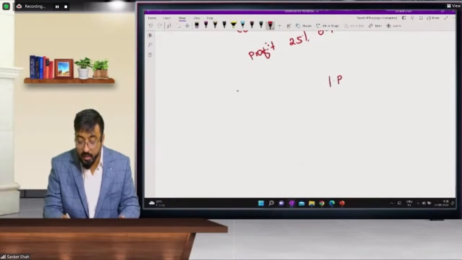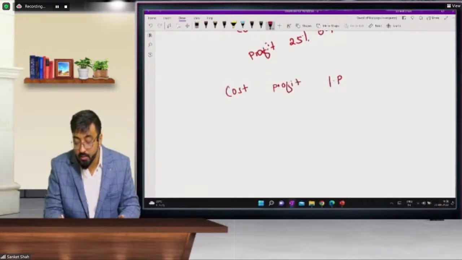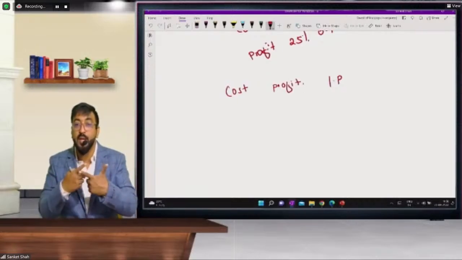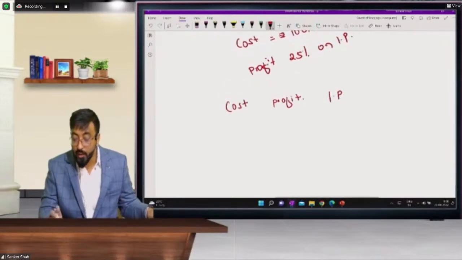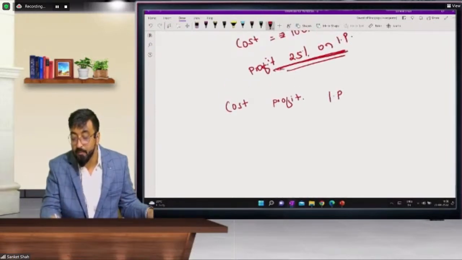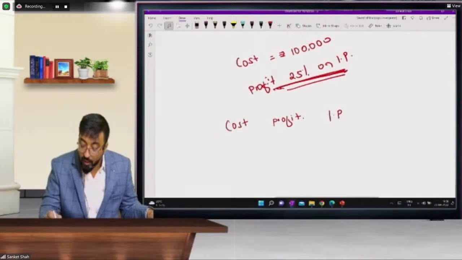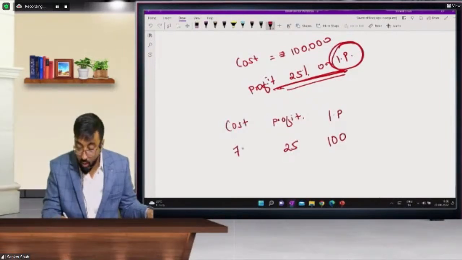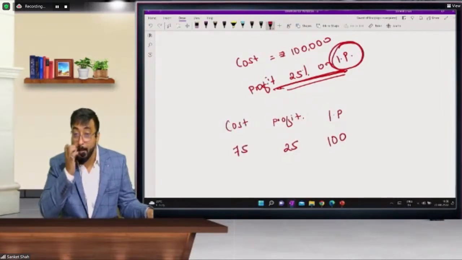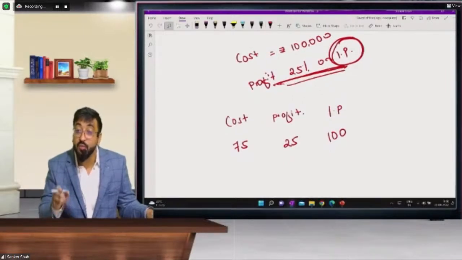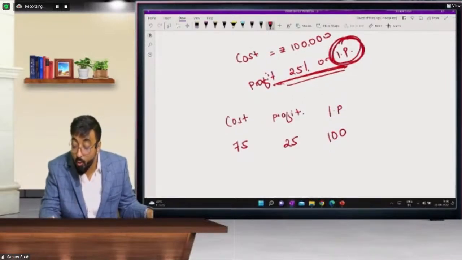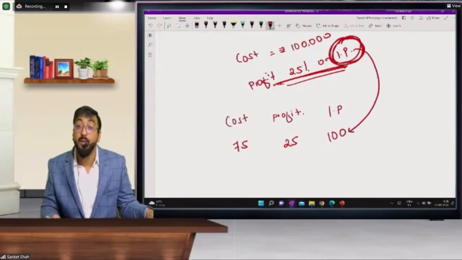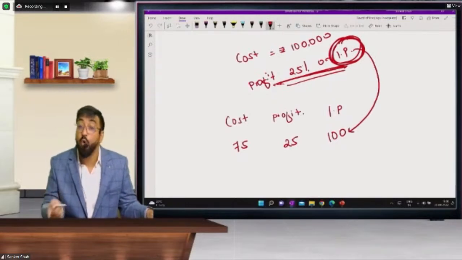Invoice price. See the equation. Cost, profit, invoice price. It's very simple cross multiplication. Now 25% on invoice price, my friend. So invoice price you will assume 100. Profit you will assume 25. And cost will be 75. So the equation is 25% on invoice price. So assume the invoice price as 100. If it is 25% on cost, then cost will be 100.